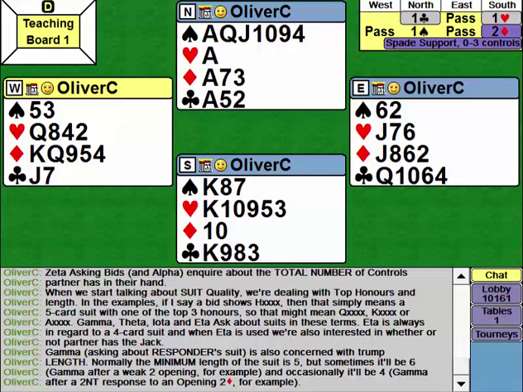Okay, so gamma is always asking about partner's suit. Here we're talking about at least a five card suit, but it could be potentially longer. Normally with gamma we have a minimum length for a given sequence. Most of the time, the minimum length is five. But for example, if partner's opened a weak two, we'll assume that it's six.